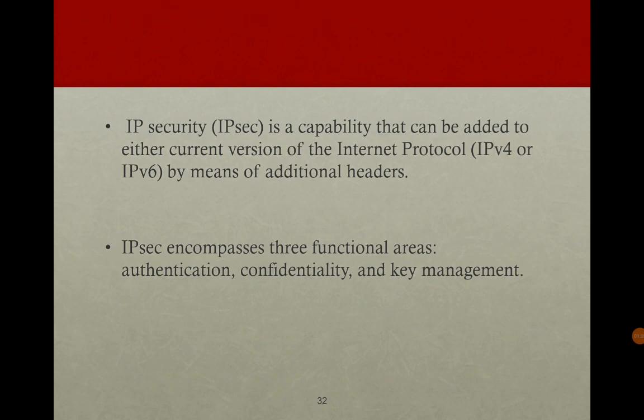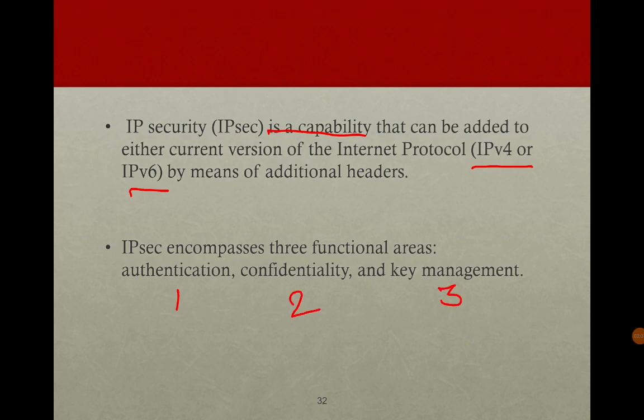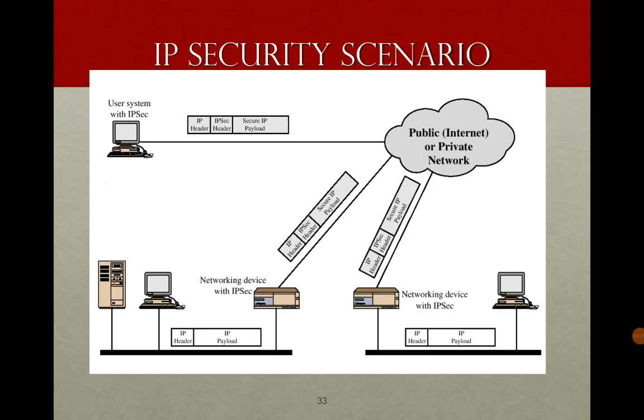So we can say that IP security is a capability that can be added to the current version of Internet Protocol. Either you may use IPv4 or IPv6. With the help of additional headers, we can add IPsec as a separate capability. IP security comprises three functional areas: one is authentication, second is confidentiality, and third is key management.